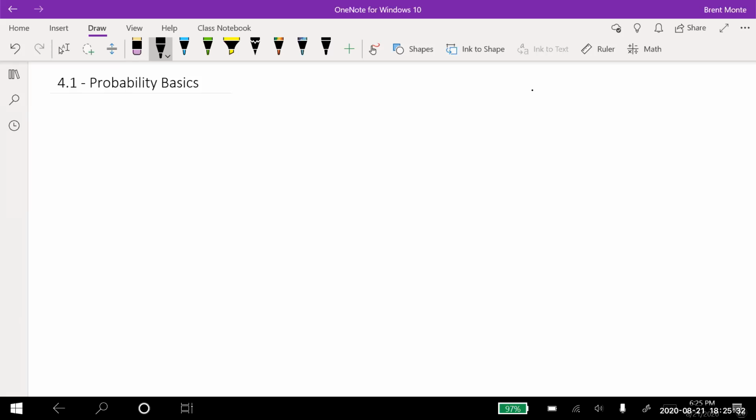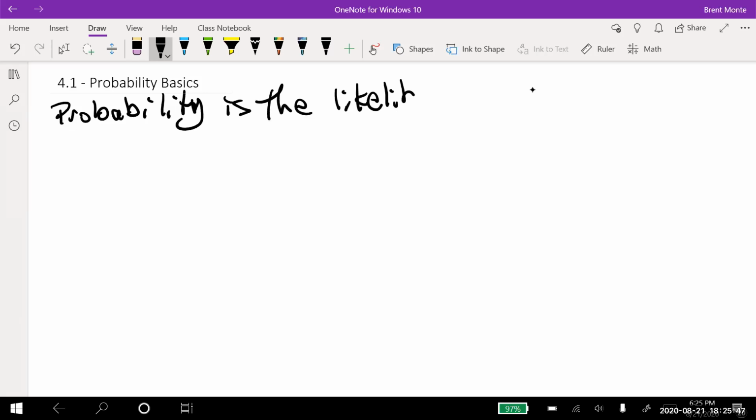4.1, we start with probability basics, so let's just define probability. Probability is the likelihood something will happen.